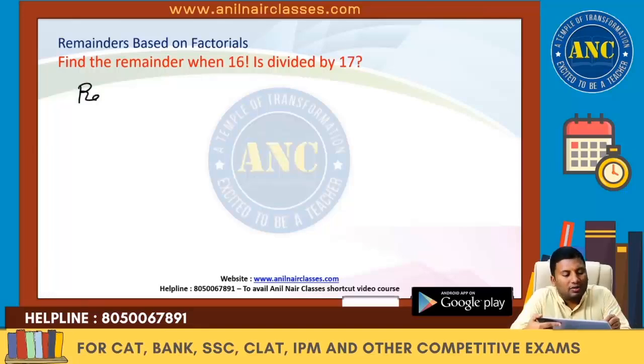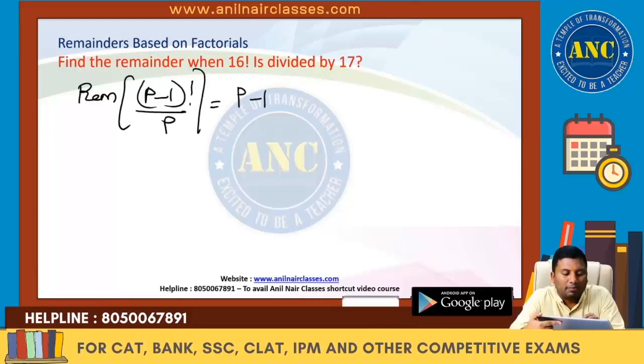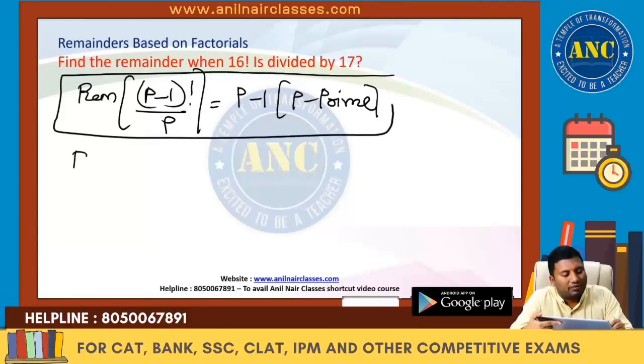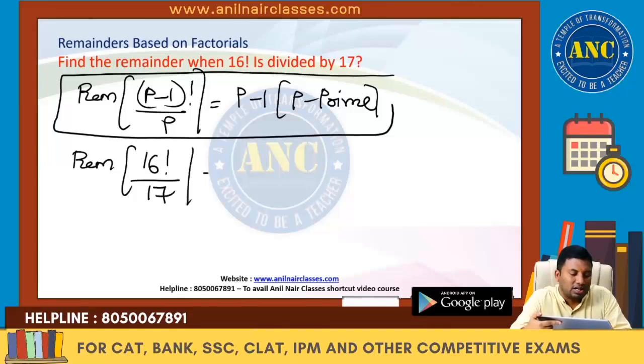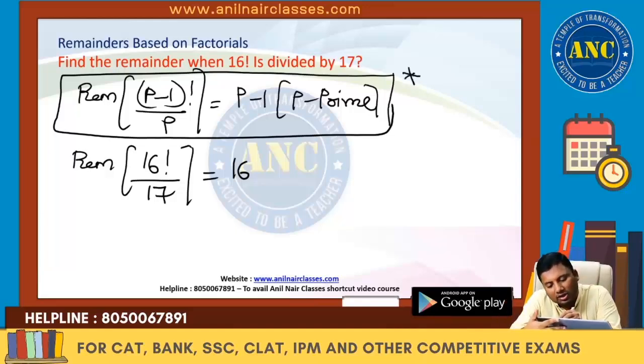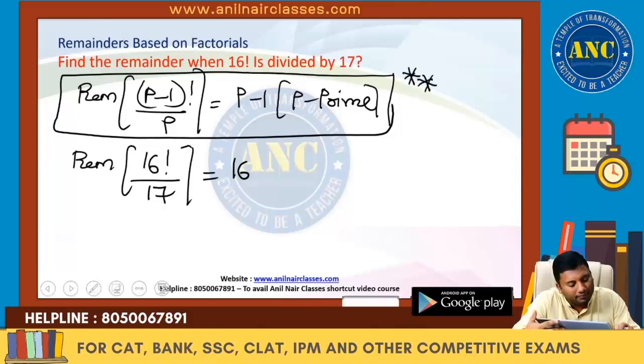Now directly you can say remainder when p minus 1 factorial is divided by p is nothing but p minus 1, when p is a prime number. So if I start using this concept, 16 factorial by 17 is 17 minus 1, which is 16. I hope the idea is clear. Numerator it is p minus 1 factorial, denominator it is p. This is the concept.